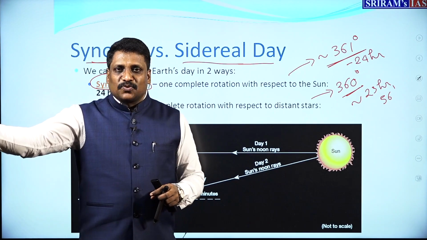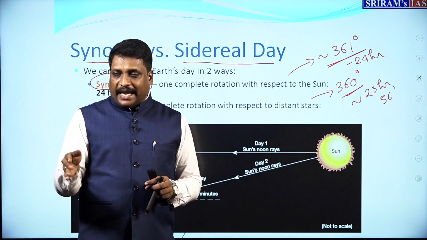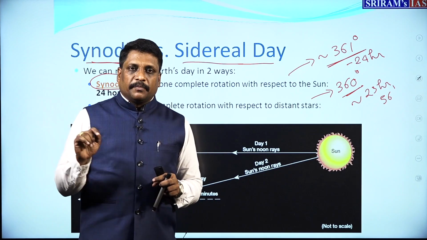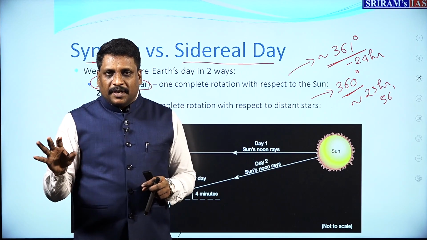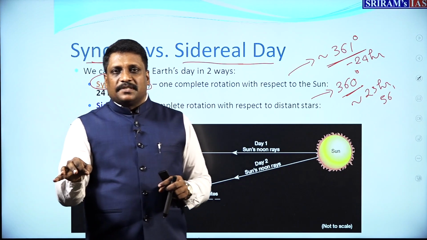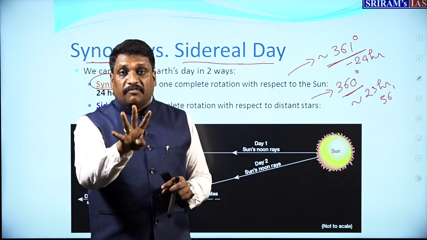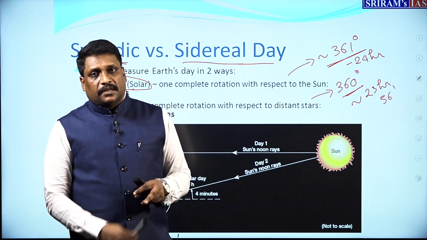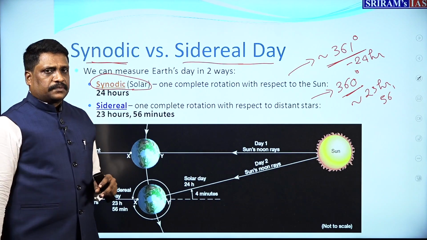4 minutes less than the solar day. Assuming, say for example, today one star is rising at 8 p.m. Tomorrow this star will be rising at 7:56 p.m. Day after tomorrow the same star will be rising at what? 7:52 p.m. So every day the stars will come 4 minutes early, right? So sidereal day is more like the reference with respect to a distant star.